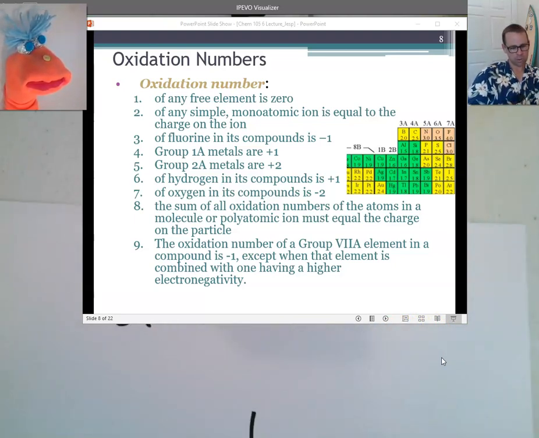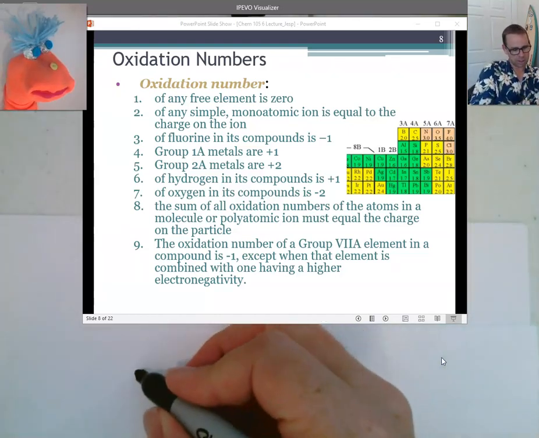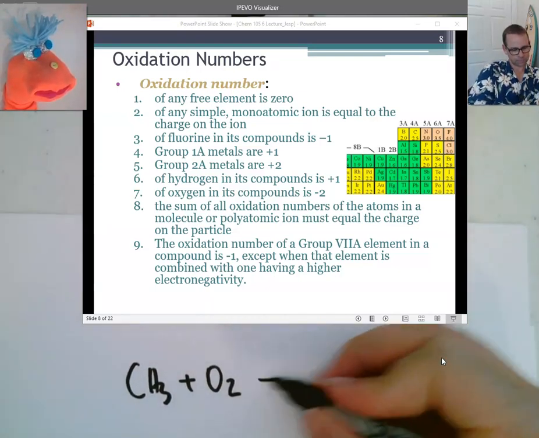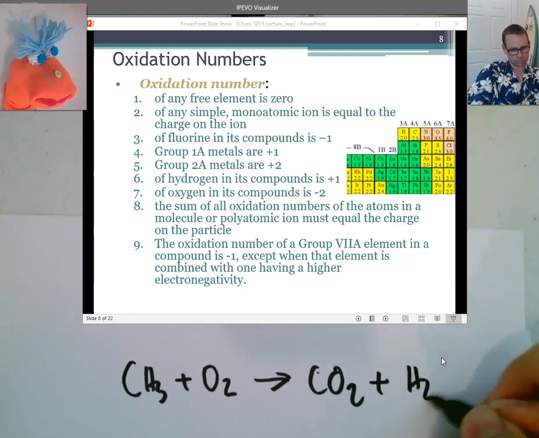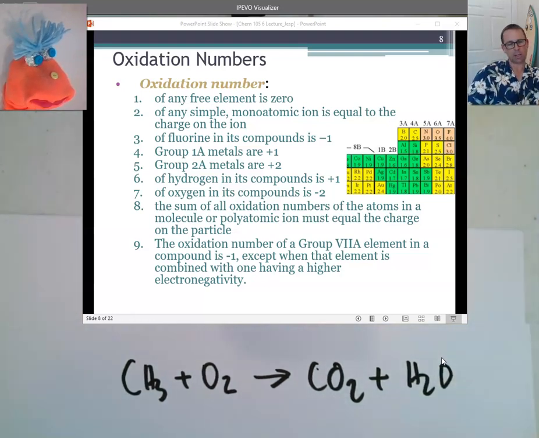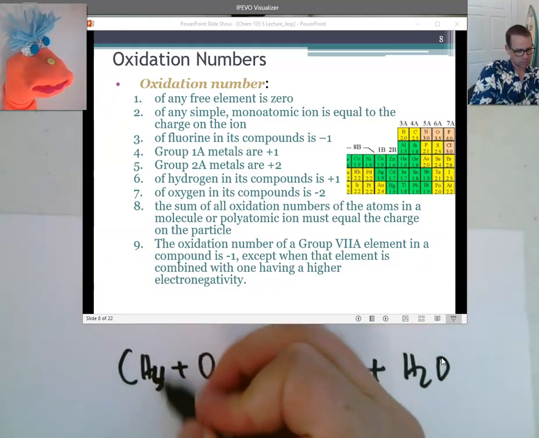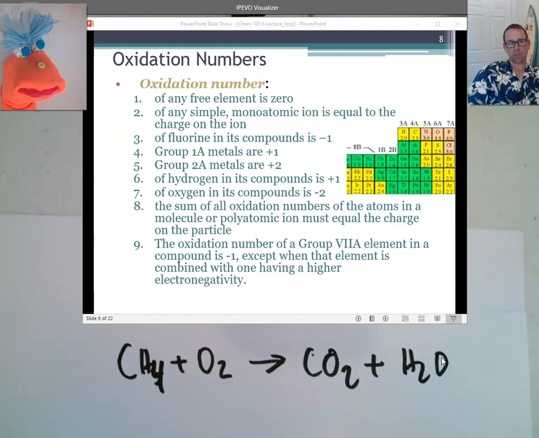electrons. However, we can also be given chemical reactions like this. I'm not going to take the time to balance this, but this needs to be CH4. If I get a chemical reaction like this, is this a redox reaction?